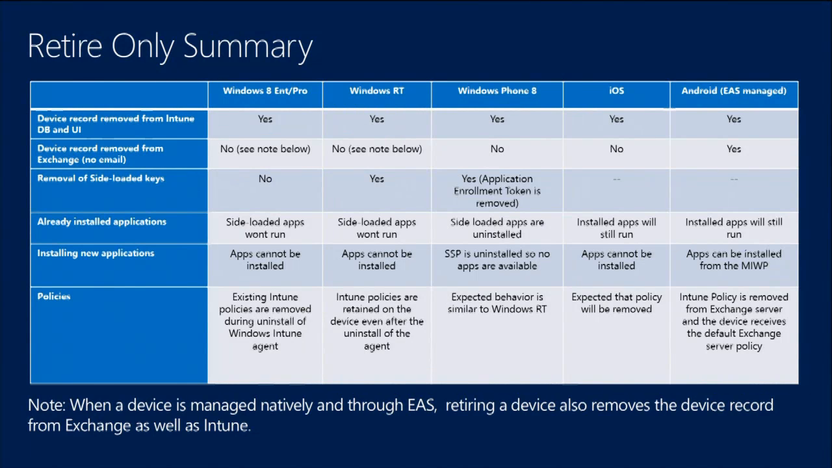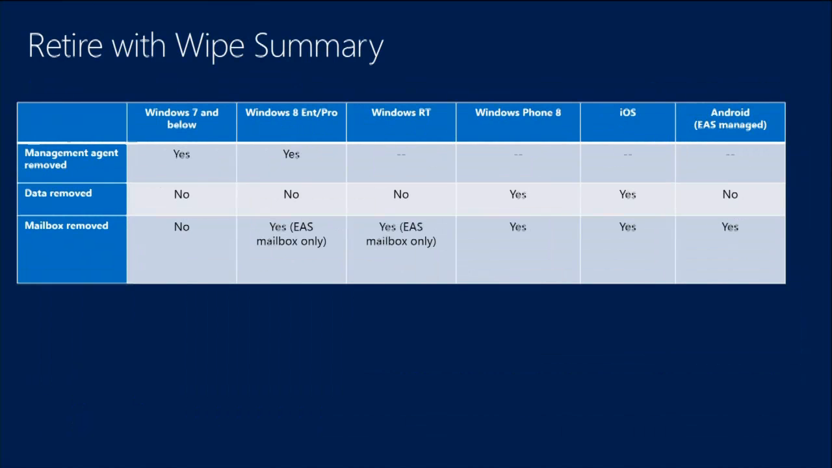However, you can do a complete wipe on, say, iOS and Phone 8. And Android, it just removes the EAS mailbox. And for RT and Windows 8, it also removes the mailbox when it comes to the Exchange. So again, I've put a list of all the things that happen when you do a retire. I don't want to go into details, but things like, for example, on Windows 8, when you put a modern app, we won't go and uninstall the app, but we'll remove the key that you need for side loading. So once we do that, you cannot install or launch that app anymore. So that's how we do the retire.